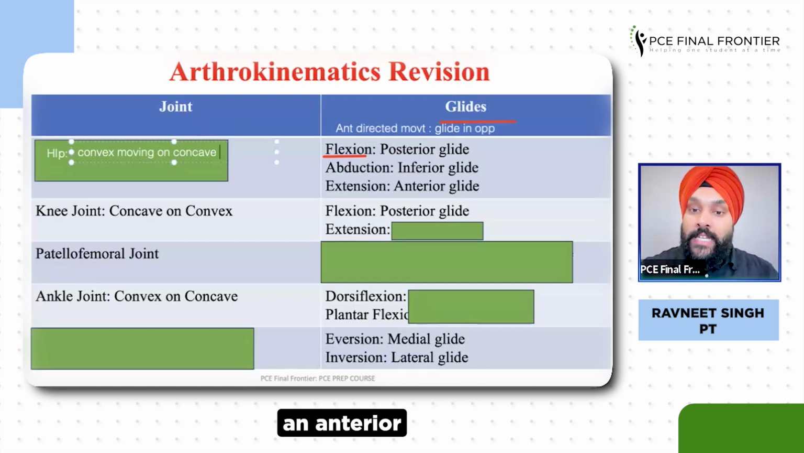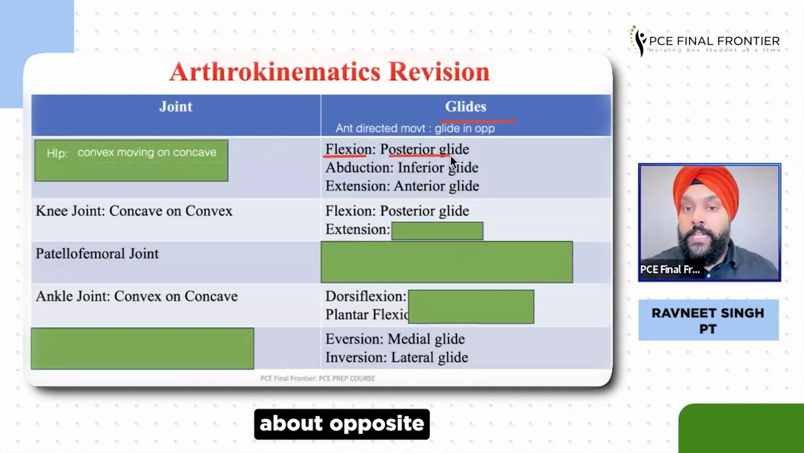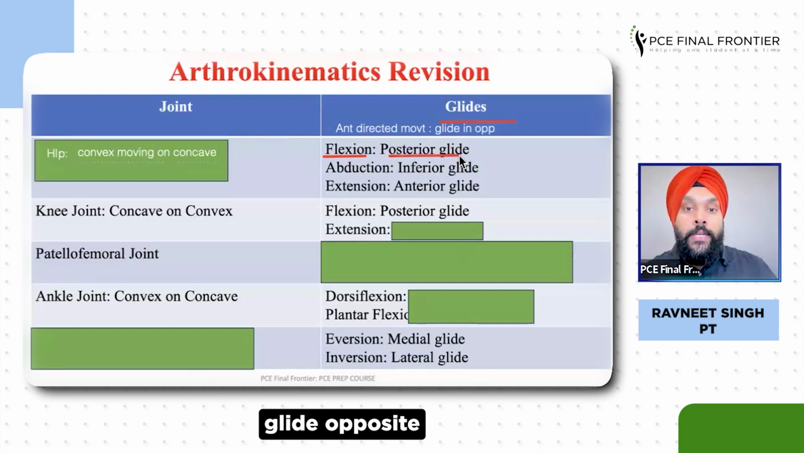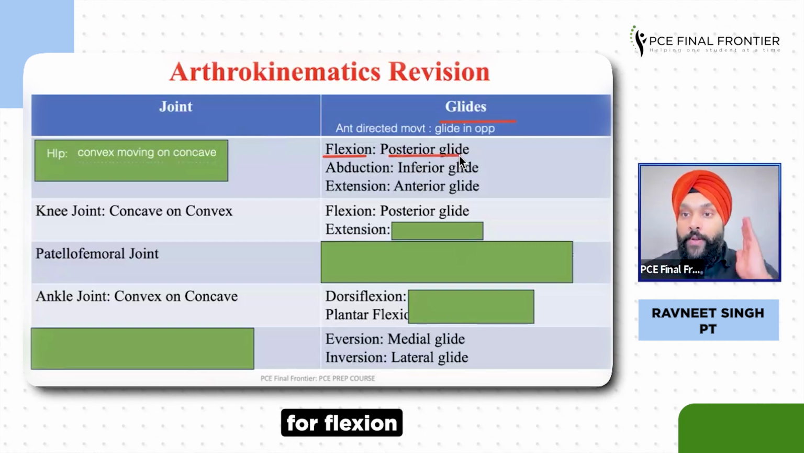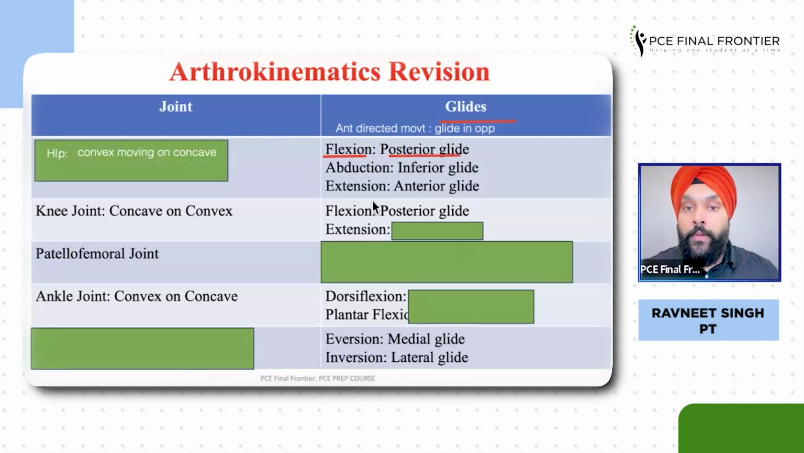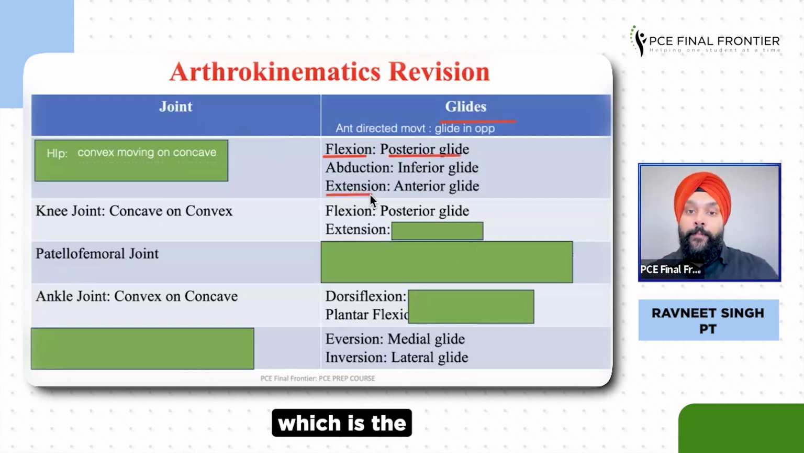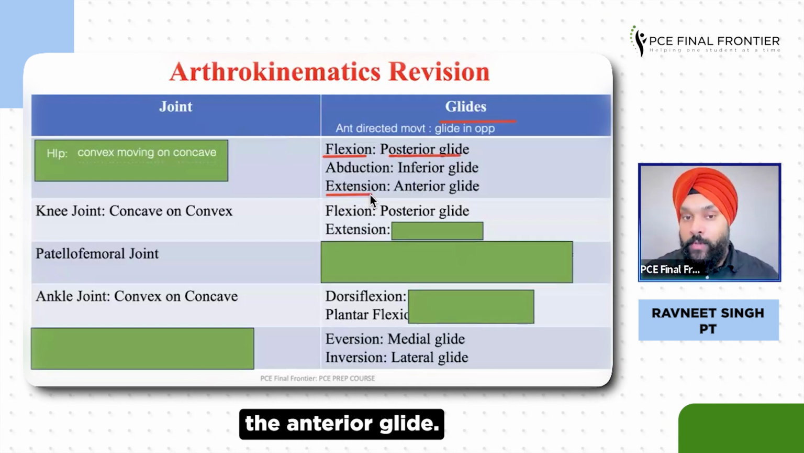So if it's an anterior directed movement, we'll be talking about the glide in the opposite direction to the direction of the movement. For flexion, an anterior directed movement, we give posterior glide. For extension, which is the posterior directed movement, we'll give the anterior glide, right?